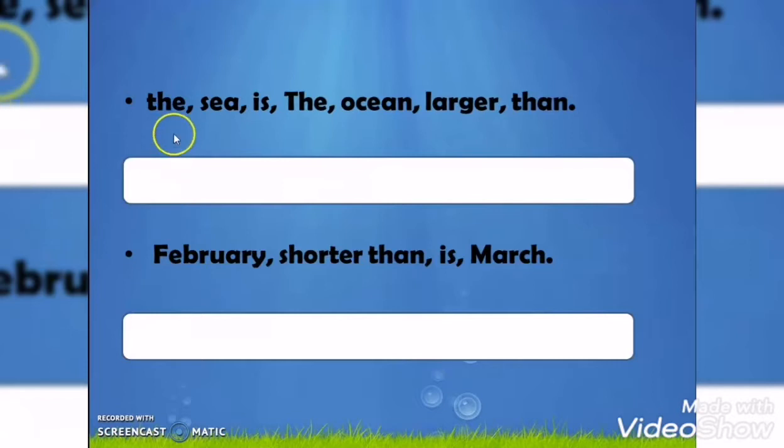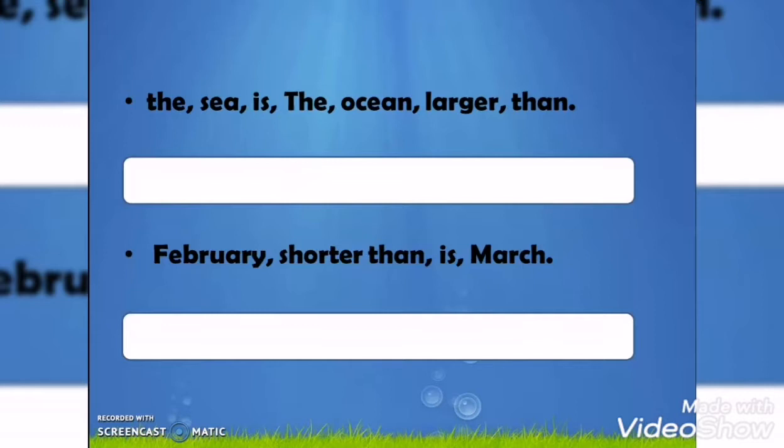Now we have the sea, the ocean, larger, and then. So think a little bit. Where is the adjective word in this sentence? The adjective word in this sentence is larger. Okay, so which is larger, the ocean or the sea?